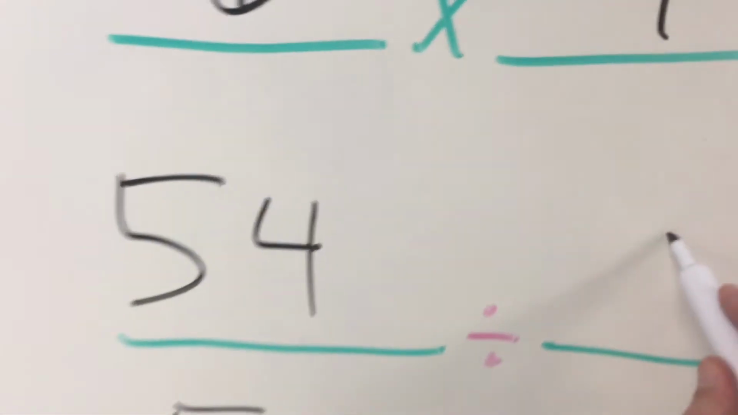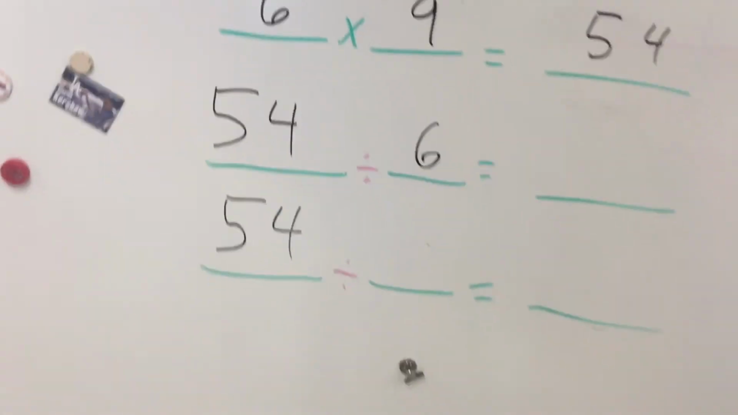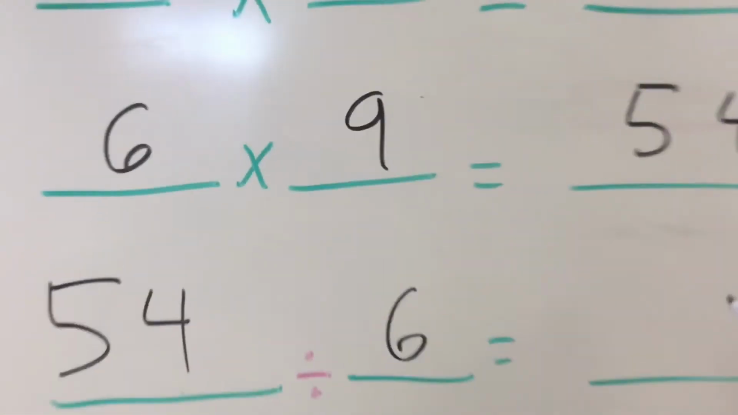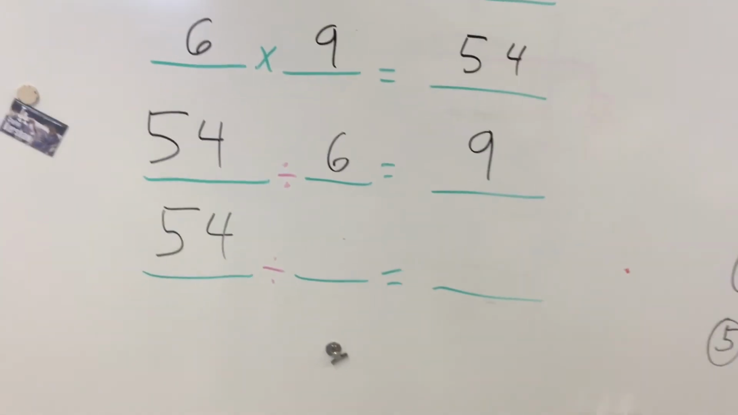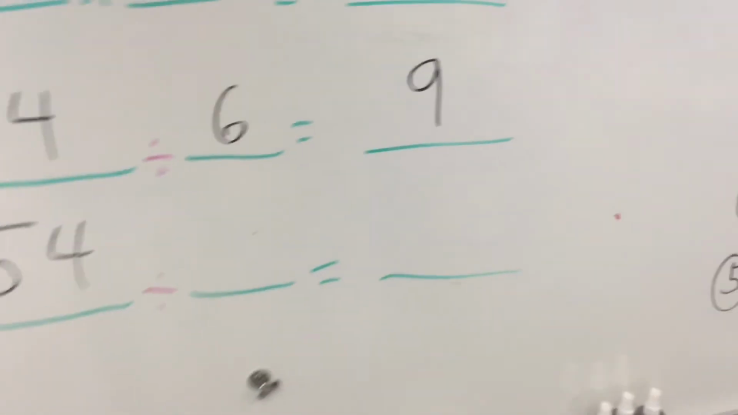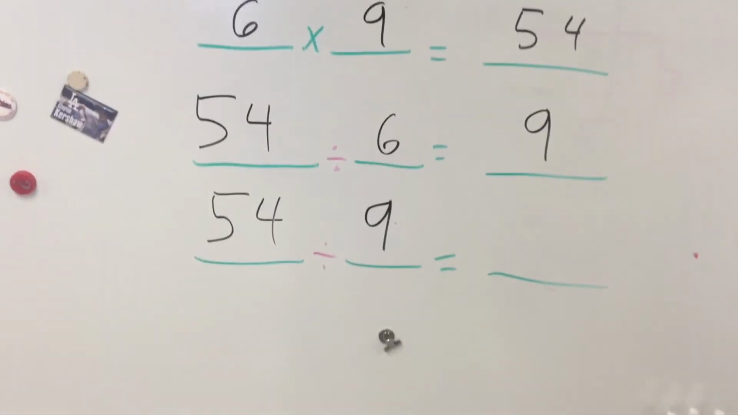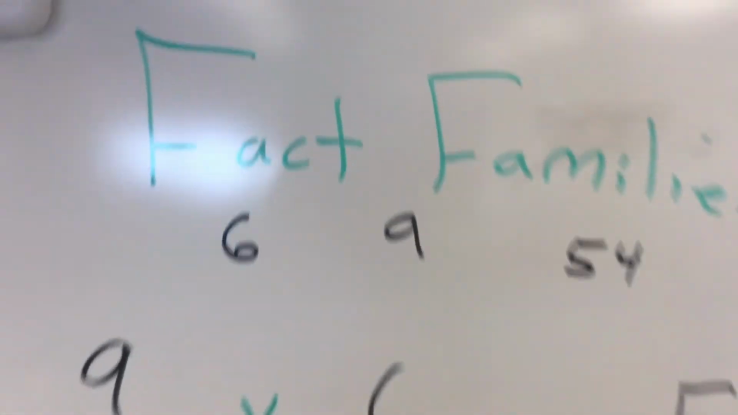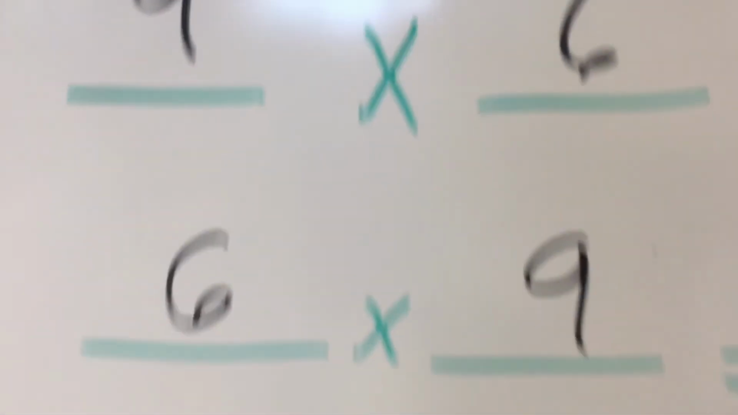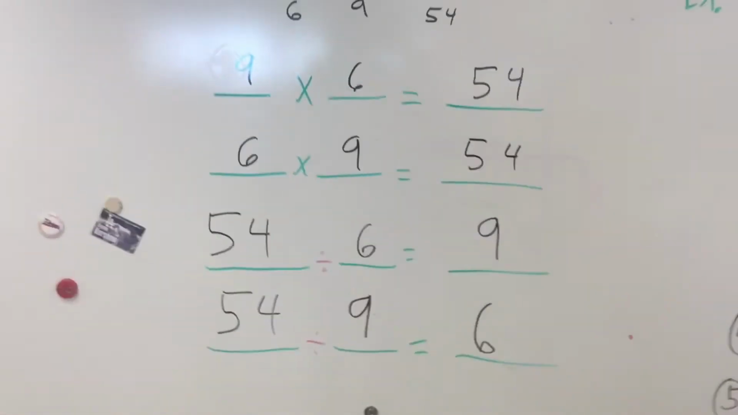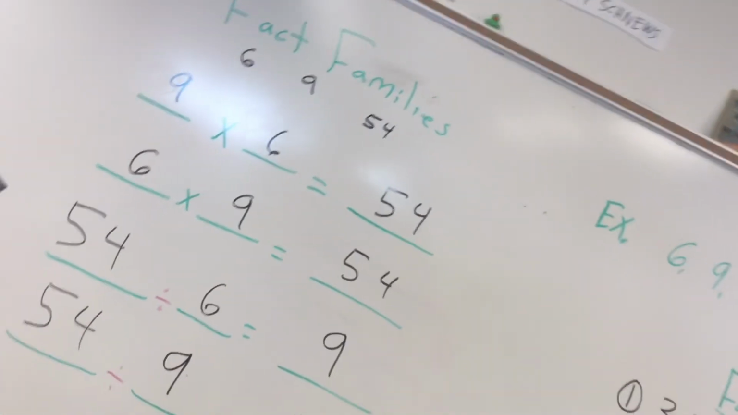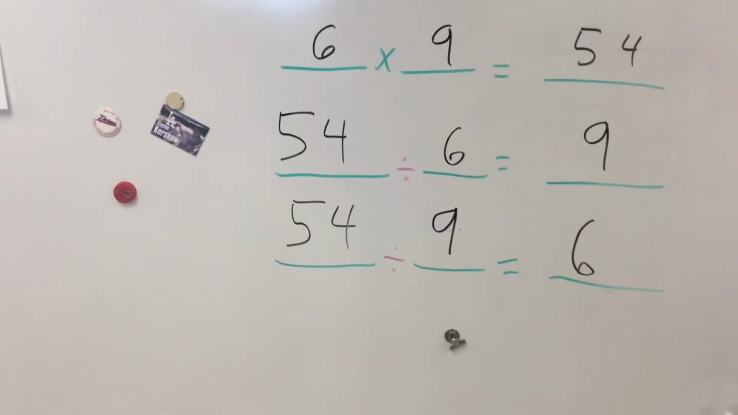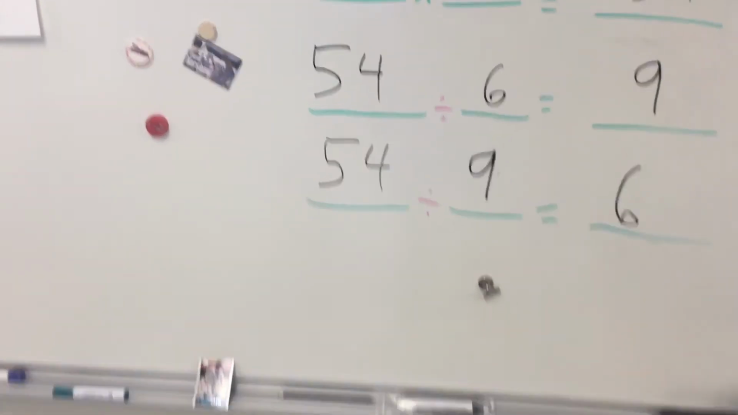If I divide 54 by 6, I get 9, and that's the right answer. So if I already divided 54 by 6, now I use the 9, and 54 divided by 9 is 6, and that's the only number I have left over. And that's my fact family. All three numbers. Remember, multiplication, the big number comes at the end. Division, it comes at the beginning.